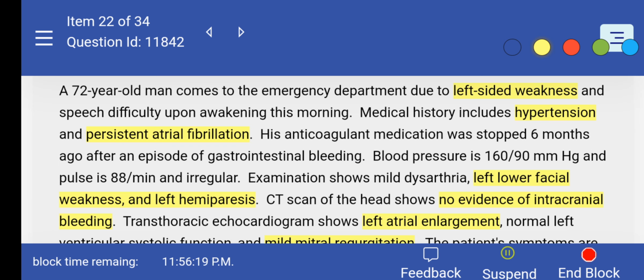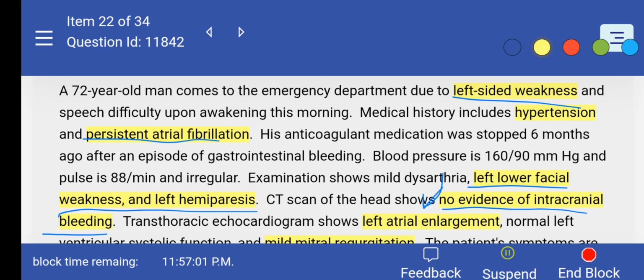Now question number 22. A 72-year-old man comes to the emergency department due to left-sided weakness and speech difficulty upon awakening this morning. Medical history includes hypertension and persistent AFib. His anticoagulant medication was stopped 6 months ago after an episode of gastrointestinal bleeding. BP is 160 by 90 mm of mercury and pulse is 88 per minute and irregular. Examination shows mild dysarthria, left lower facial weakness, and left hemiparesis. CT scan of the head shows no evidence of intracranial bleeding.